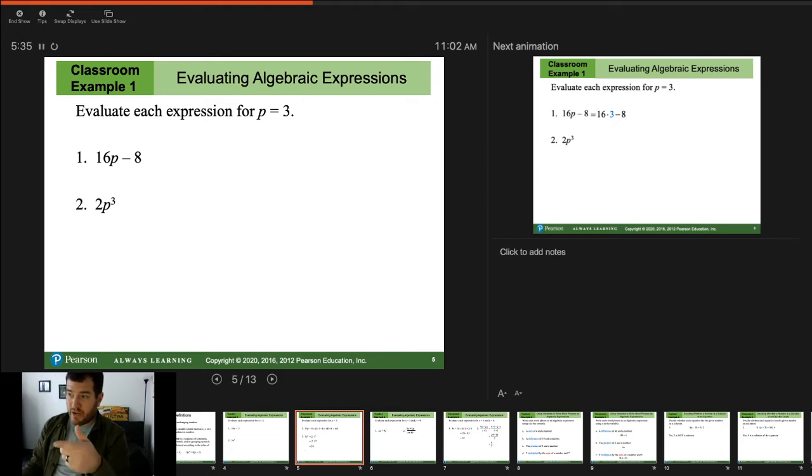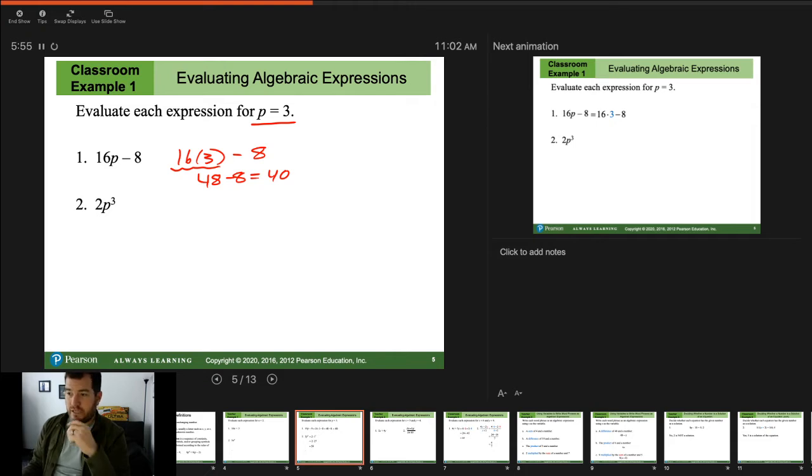Okay, so here we're evaluating for p equals 3. Here again, I'm going to rewrite this as 16 parentheses minus 8. In the parentheses, I'm going to put a 3. I'm going to do this step first because we're doing multiplication before addition or subtraction, right? 16 times 3, I believe, is 48. Minus 8 should give us a 40 for that one.